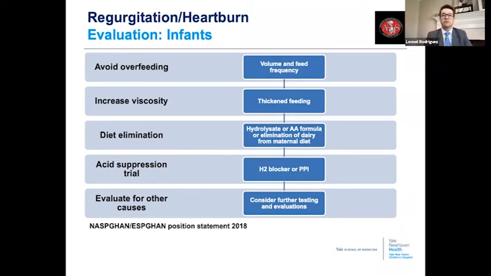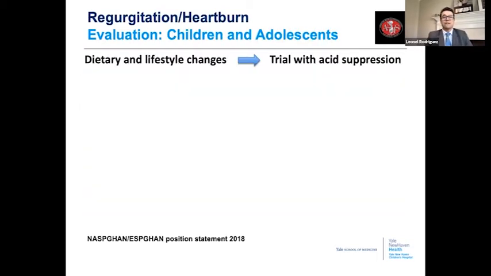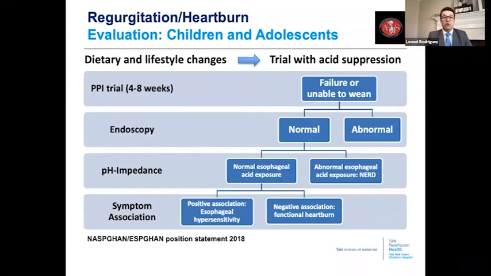So let's talk about children and adolescents now. The first intervention that we do is dietary and lifestyle changes. If that doesn't work, we recommend a trial with acid suppression. This should be carried for a minimum of 4 to 8 weeks. And when that doesn't work, or when we are not able to wean those after a few weeks, 4 to 8 weeks, we recommend to proceed with an endoscopy.